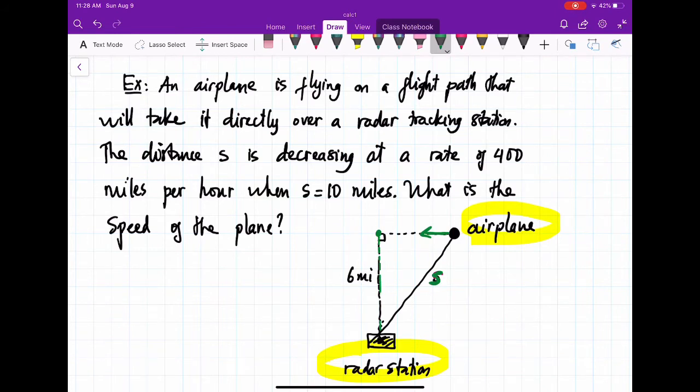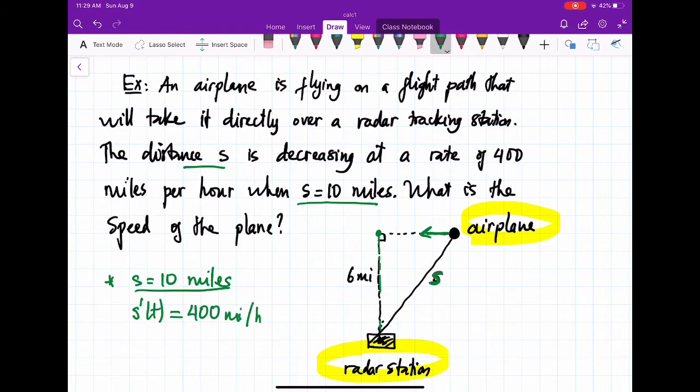The first step is we need to determine the quantities they give us, right? So what kind of information do we have? We know that S is 10 miles. I mean that is the moment when S is 10 miles, right? And at that moment the rate of change of the distance S is 400 miles per hour. Okay. What is next? We know the distance right here, let's say H is equal to 6 miles, okay?